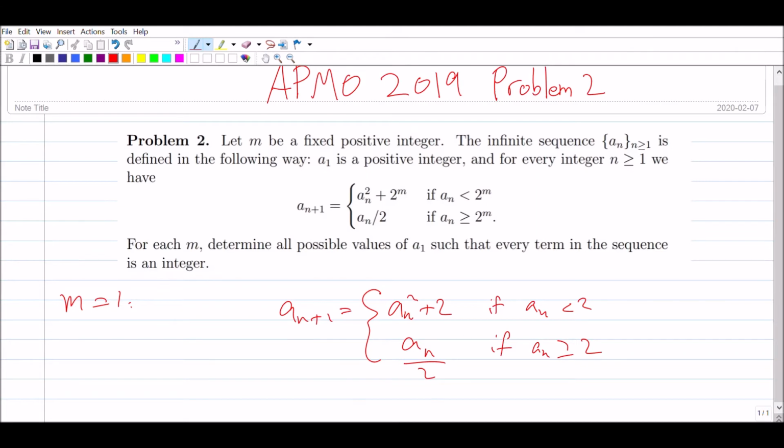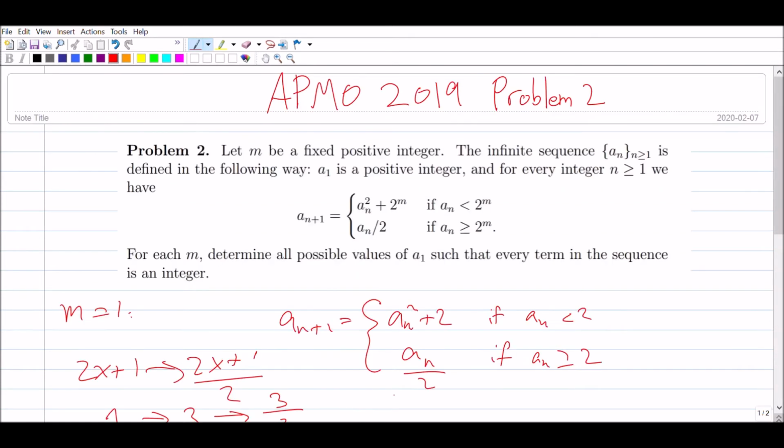Because if we have an odd term, let's say an odd term greater than or equal to 2, let's say 2x plus 1, then the next term in the sequence will be (2x plus 1) over 2, which is not an integer. Now, if a_n is odd and less than 2, which in this case is only possible to be 1, because a_1 is a positive integer. So if at any point we have 1, then the next term will be 1 squared plus 2, which is 3. And then after that, again, we'll have 3 over 2. So again, we can't have an integer. So to have this, we must have that every single term in the sequence is an integer.